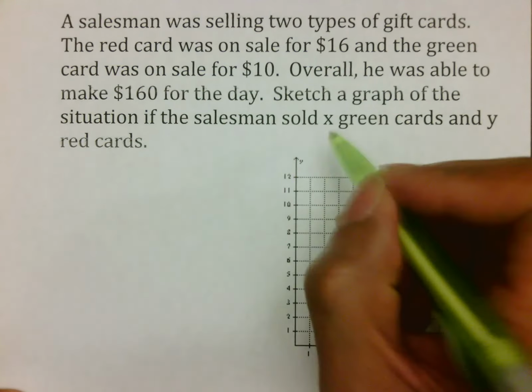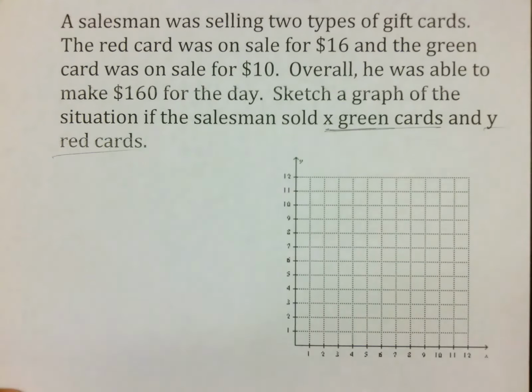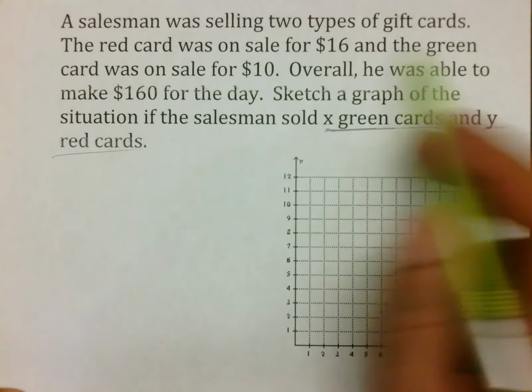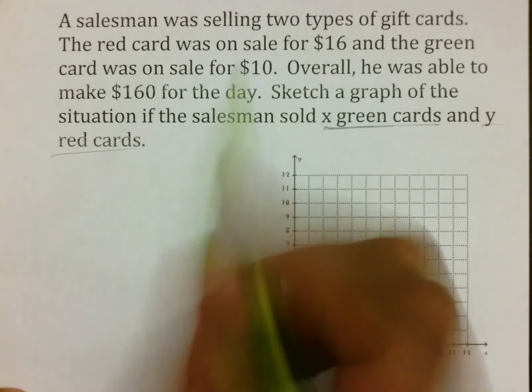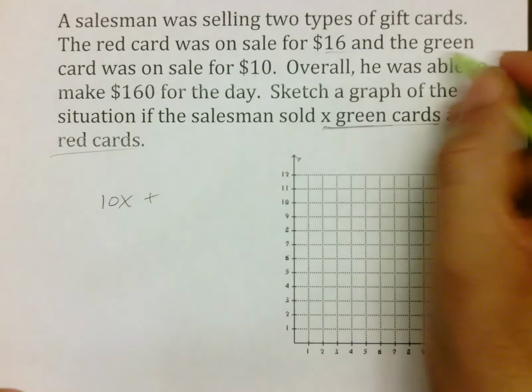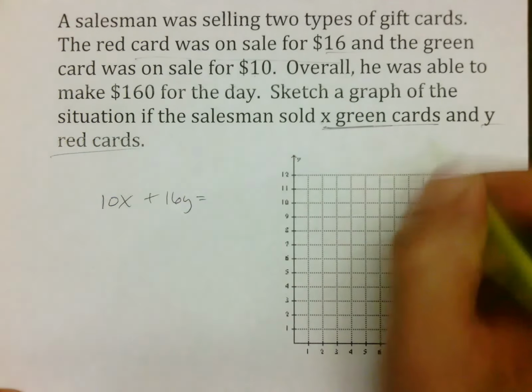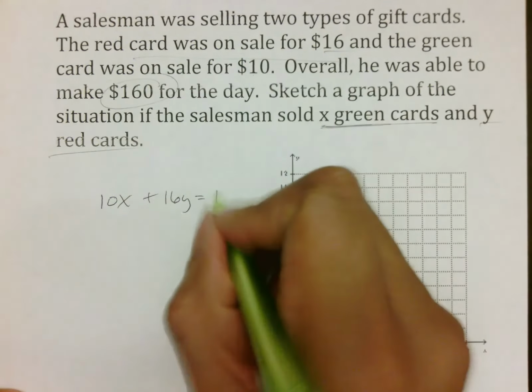So again, what we have to do is understand that X this time is actually green cards, so be careful, and Y is the red cards. So the green ones are $10 each, so we will put 10X this time, and 16 for the red card, right? So it'll be plus 16Y equals the total, which is 160.